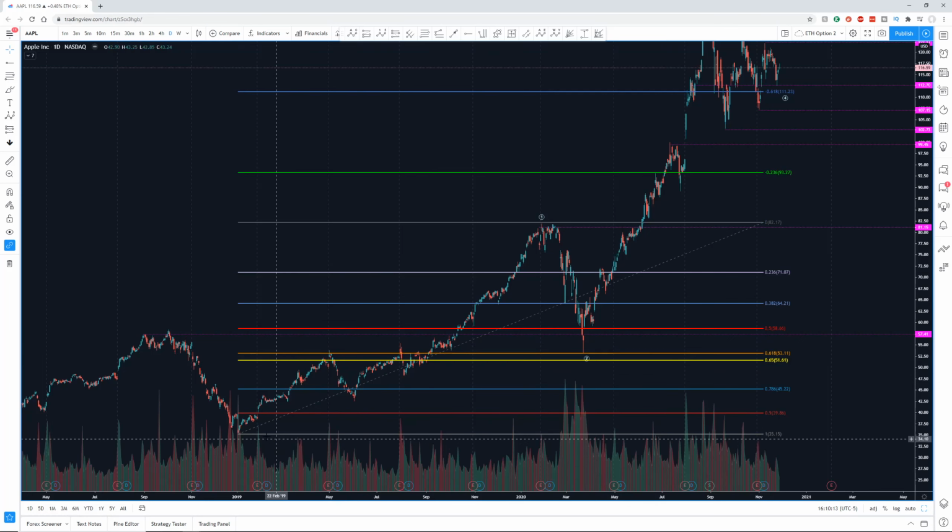enter. And of course, this is in hindsight, but just look how good that trade would have been if you took a long on Apple right at that golden 618 in here. From there, the market only rocketed and accelerated upwards.